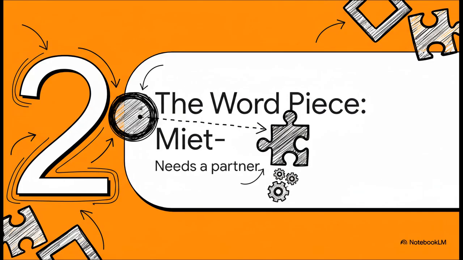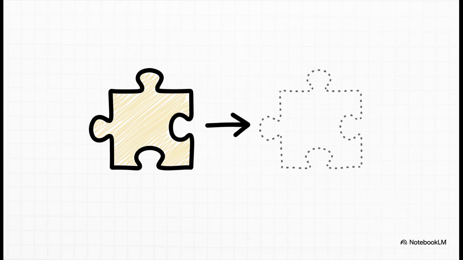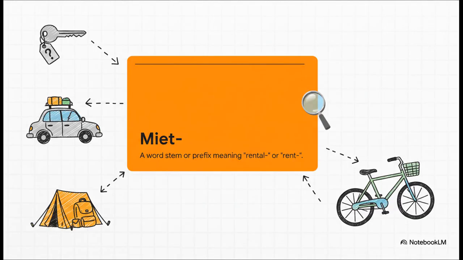All right, now let's move on to its cousin, Miet, and see how this one builds a completely different kind of idea. See that little hyphen at the end? Yeah, that's our big clue right there. This visual pretty much tells you everything you need to know. Miet is incomplete. It's like a single puzzle piece, just waiting to connect to something else to form a complete picture. So it's not a thing in and of itself.